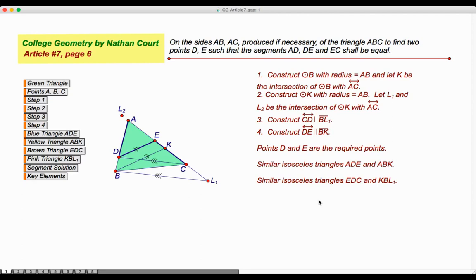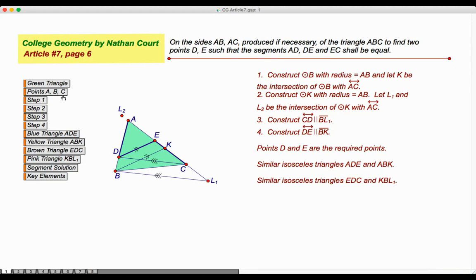This time, let us consider a very beautiful problem, which is Article 7 of our textbook. On sides AB and AC produced, as necessary, of triangle ABC, we are to construct two points, points D and E, such that segments AD, DE, and EC shall be equal to each other. It is indeed a construction problem, but we could extend it to some other aspects of geometry.